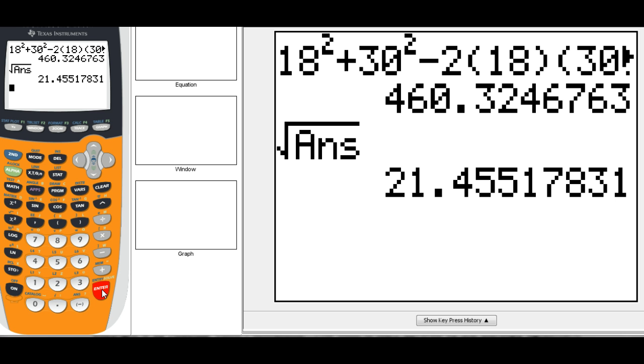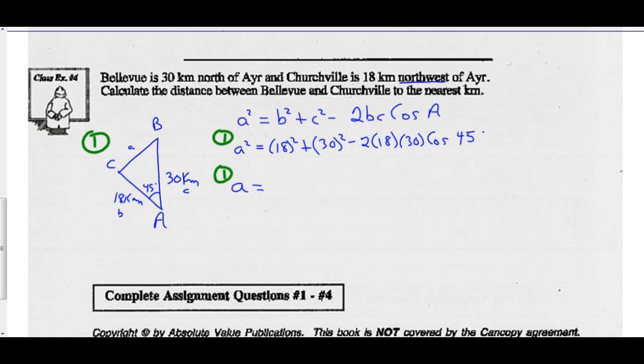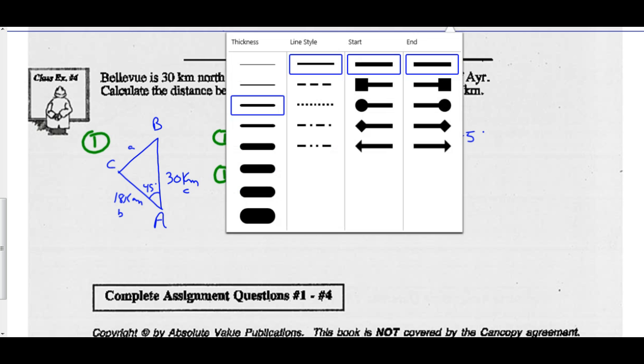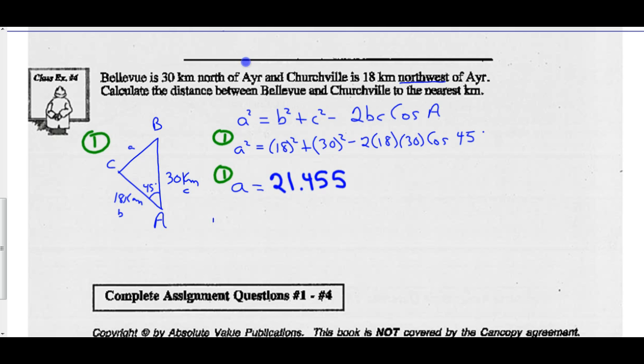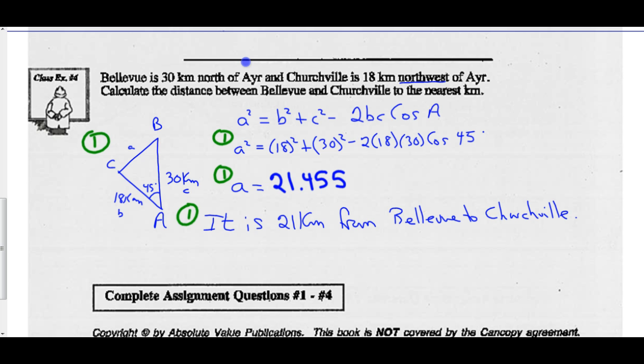So it says to the nearest kilometer, 21.455 would round to 21 kilometers. 21.455. And now I should answer the question. It is 21 kilometers from Bellevue to Churchville. All right, so one more mark to answer the question. Great, let's move on to page 170.